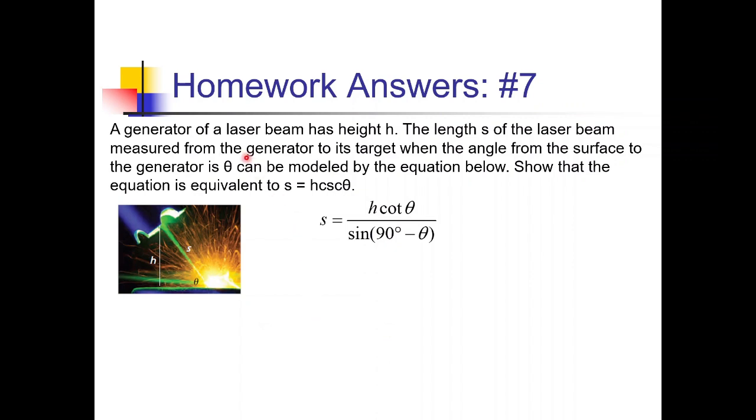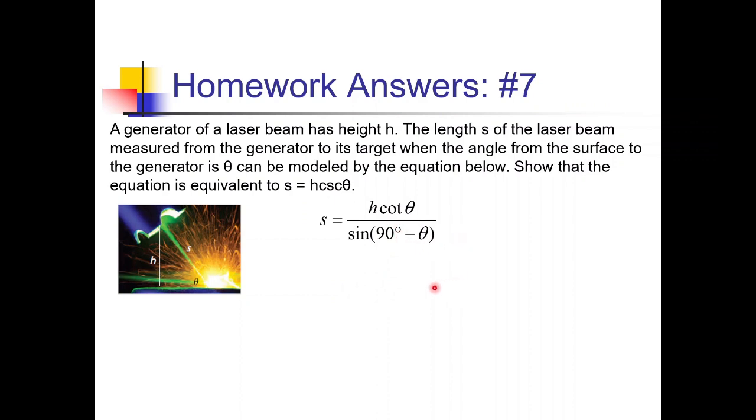For this problem, we're told that a generator of a laser beam has a height of h, and the length of the laser beam shown here, measured from the generator to the target, when the angle from the surface to the generator is theta, can be modeled by this equation. Okay, we'll take their word for it. We want to show that this equation is equivalent to just having s equals h times cosecant of theta, which seems like a much friendlier formula than whatever they came up with here. So we're basically trying to show an identity. So let's go ahead and see if we can turn this into h cosecant of theta.